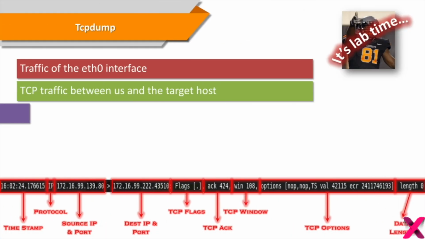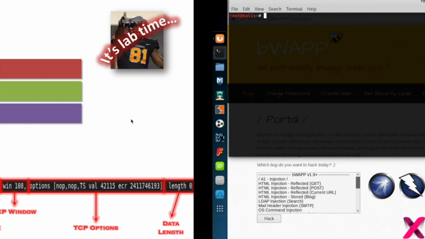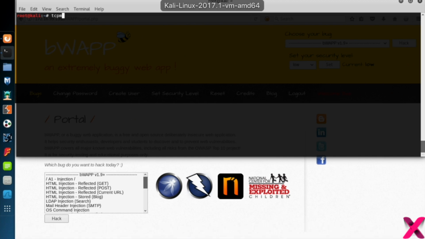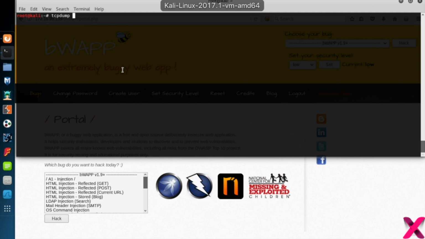So in the third example, let's have a look only at the IP traffic received from the target host. If we don't enter any parameter, we will see the IP packets received from the target host. However, we see a lot of different packets here as well. So now I'll show you how to filter the received packets. To see only the received packets from the target host, we use src. It's basically the keyword src before the host parameter, then the host IP and the ip keyword to filter the IP packets.